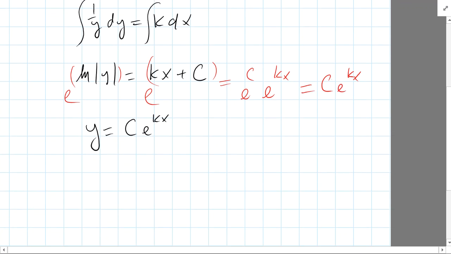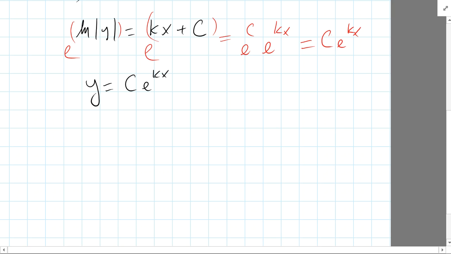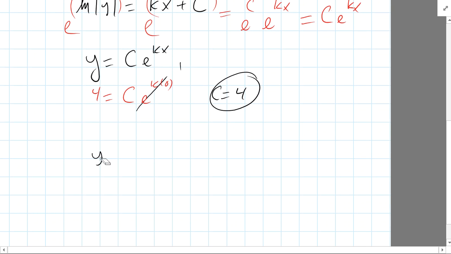Here we go. So we're going to use the initial value, and it was y is 4 at 0. So 4 equals C e to the k times 0. What happens to that term? It goes to 1. So what's my C equal? Is that easy? Yeah, and you're not done, right? You don't stop there. What do you write? You write y equals 4 e to the kx.